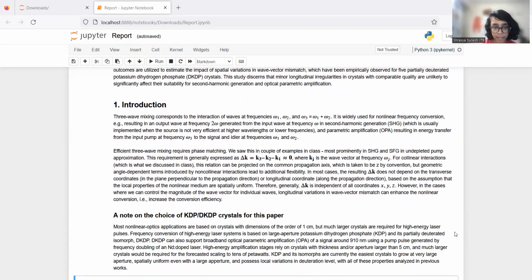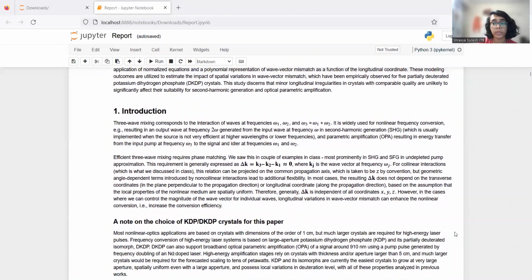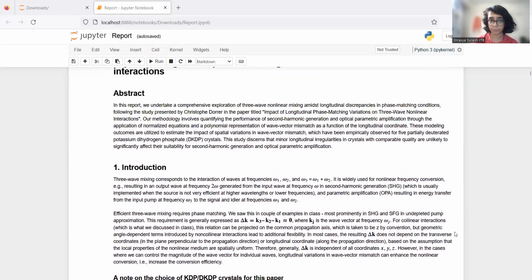conversion efficiency. So for this, the paper utilizes specifically KDP or DKDP crystals, which in full form are deuterated potassium dihydrogen phosphate crystals, mainly because of the fact that we require a relatively higher aperture crystal for this experiment, which can easily be provided by these crystals. And these crystals are also currently one of the easiest to grow at the required large aperture. The choice of these crystals will be further elaborated ahead in this video.